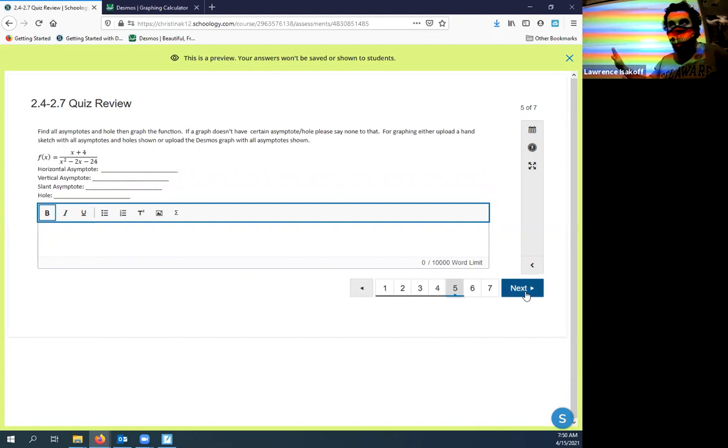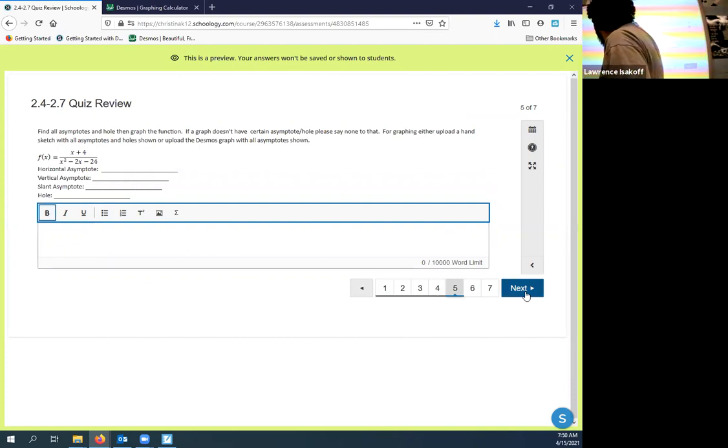Now here's our graphing ones. With these, please make sure if it does not have a certain asymptote or hole, please say none. So if we don't find a hole in here, we're just going to say none. If it doesn't have a slant asymptote, just say SA, none. And then we do want to graph it. I don't care if you sketch the graph or do the graph on Desmos. However, if you do the graph on Desmos, I must see the asymptotes graphed with it.